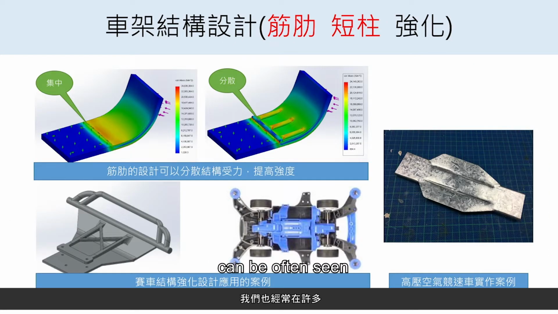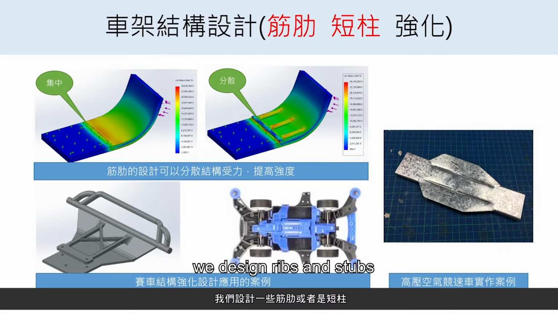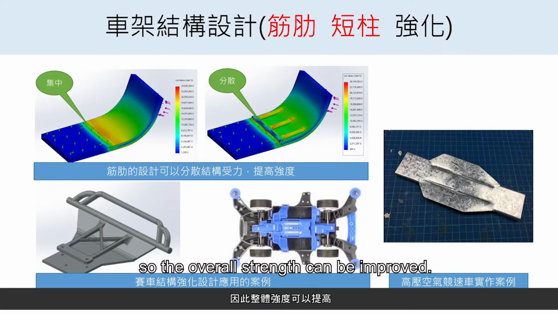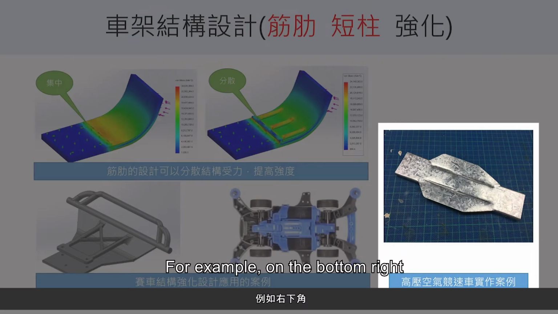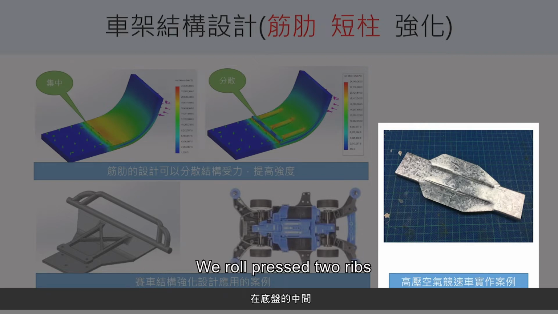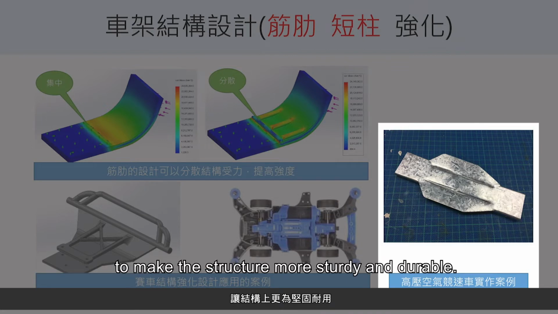The second method can often be seen in many car body structures. For parts of the structure that endure large forces, we design ribs and stubs, which can solve the initial problem of force concentration by dispersing the structural force at the location of the ribs so the overall strength can be improved. For example, on the bottom right is the chassis design of our compressed air racing car. We roll-pressed two ribs in the middle of the chassis, which can reinforce the original strength of the metal sheet to make the structure more sturdy and durable.